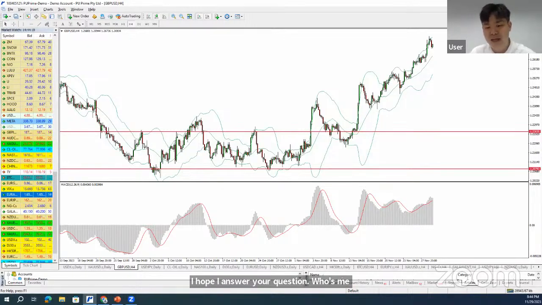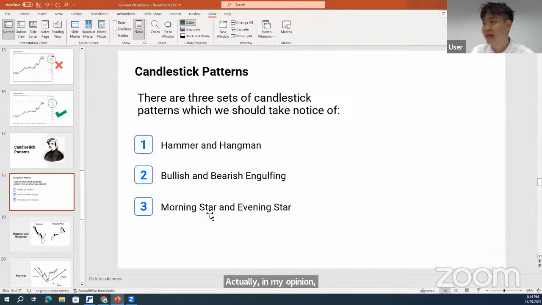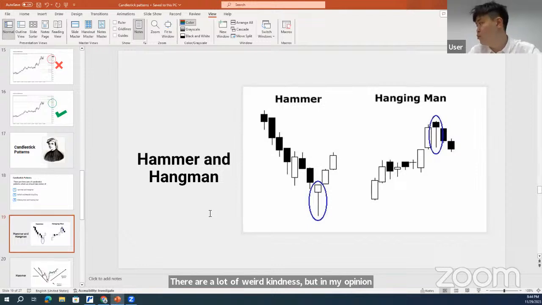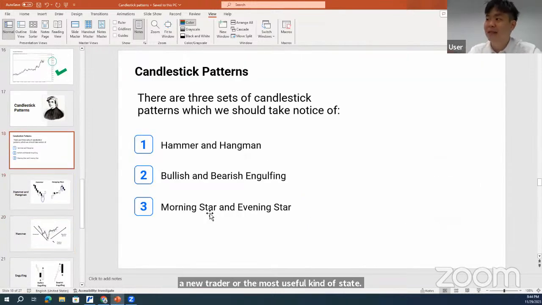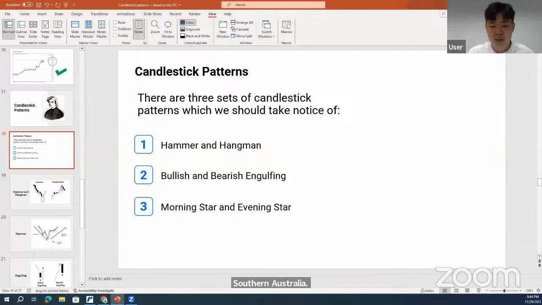I just want to know if these are all the candlestick patterns. Actually, in my opinion, there are tons of candlestick patterns in the world. There are a lot of weird candlestick patterns also. But in my opinion, for new traders, or the most useful candlesticks, these 6 candlesticks should be good enough for everyone. You can just combine these 6 candlesticks with support and resistance levels, and it should be enough already. Sometimes there are tons of different professional trading strategies, but they are not quite useful also. So sometimes simple is good. Just combine support and resistance levels, read the market fundamental news, and focus on certain trend reversal candlesticks, and that should be enough. You don't have to learn too many things.